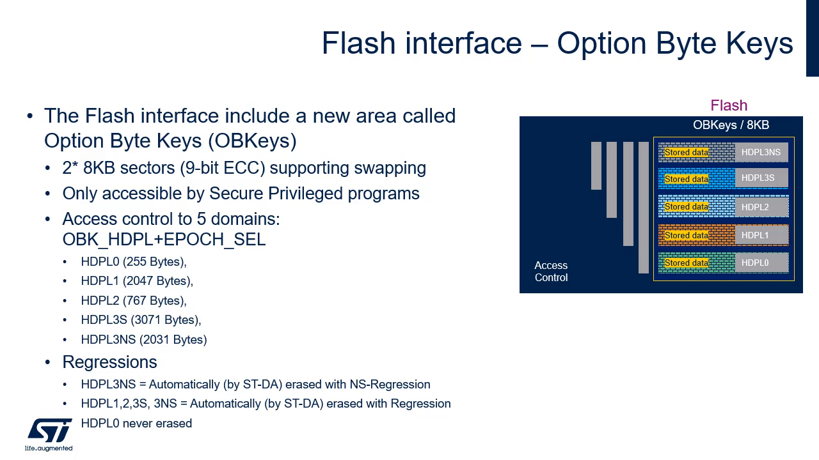The OB-key storage is split into 5 domains for which access control is determined by the current HDPL and epoch value sent to the SAES module. Note that HDPL0 is never accessible to the user application. It's reserved for ST applications. Regression from one version to a lower one requires the erasure of the keys related to the lower level. A key feature is that data are never disclosed when opening access with a debugger. A partial or full regression is necessary to erase and reprogram the data.